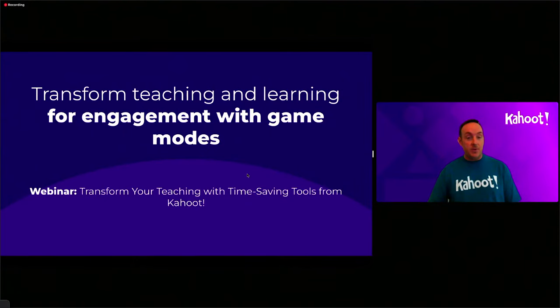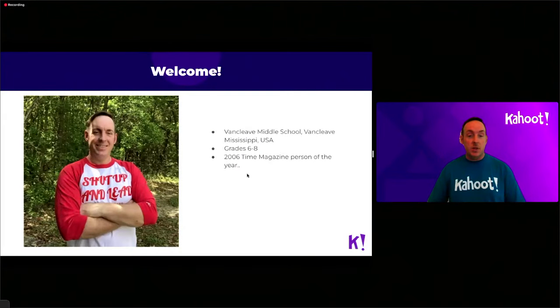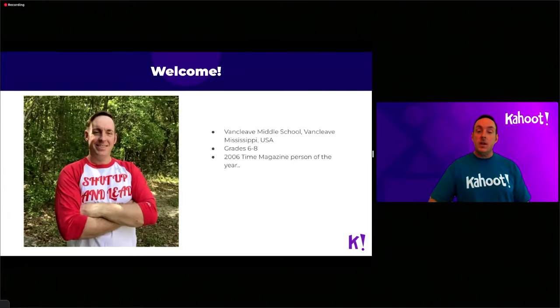A little bit about myself. My name is Chase Chatfield. I teach at Van Cleve Middle School in Van Cleve, Mississippi. I'm a 6th through 8th grade art teacher, but I also support other teachers in the school in science and math. And I'm also Time Magazine's Person of the Year for 2006. If you want to take a moment and Google it, you can, and you'll learn a little bit about my personality when you do.